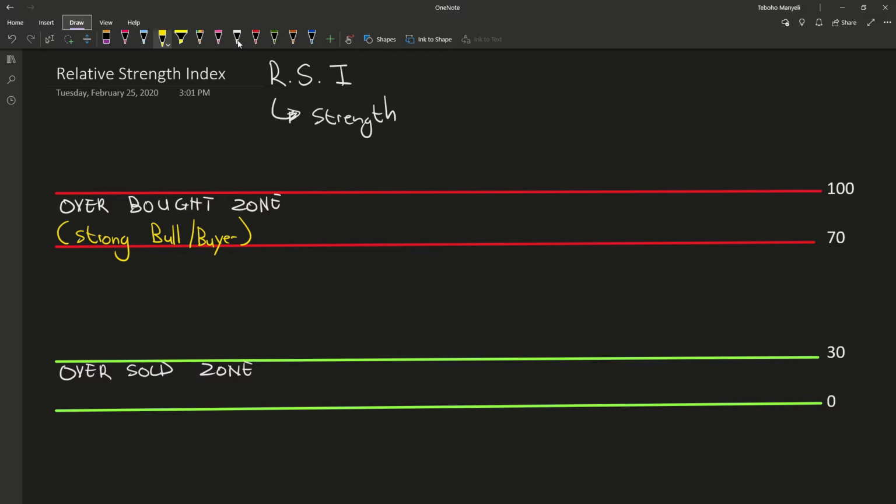Okay, if the market is going around this green area here in the oversold, which means there's too much selling, this will then indicate that we have extremely strong sellers or bears in this market. Okay, how would it look in the actual chart?